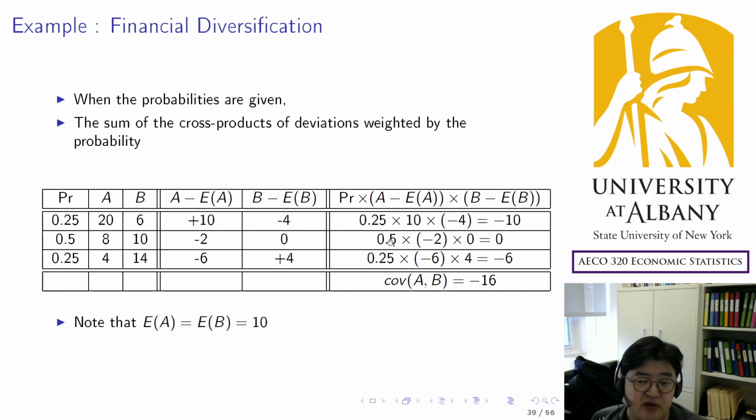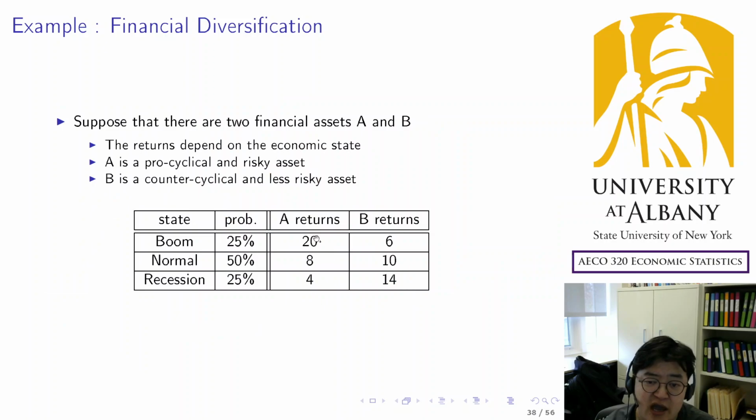So it will be -10. Probability, deviation A, deviation B. Probability, deviation A, deviation B. So now you are going to get the probability-weighted products of deviations, and sum these three numbers, you are going to get the covariance. Covariance is -16, which is natural because it's minus, because when A does better, B does bad, and vice versa.